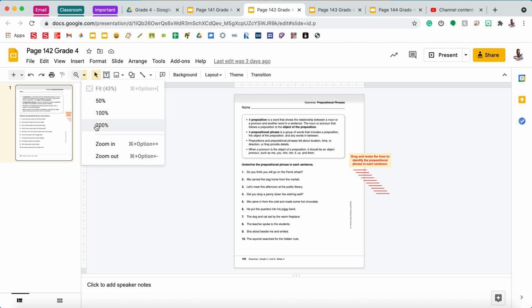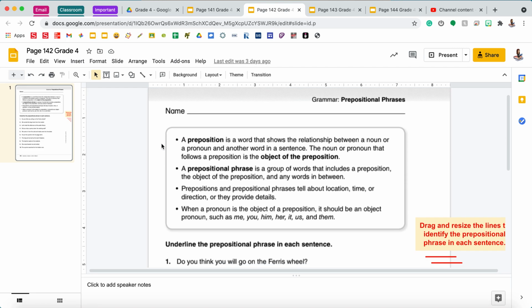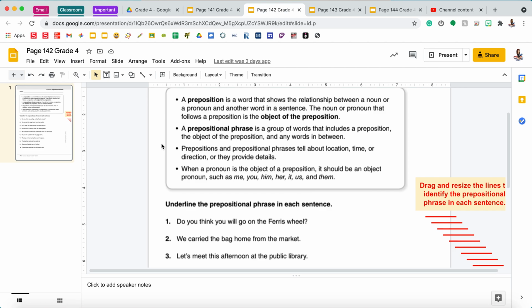On Tuesday, you're going to have 142. And on this page, we're looking at prepositional phrases. The box at the top says that a preposition is a word that shows the relationship between a noun or pronoun and another word in a sentence. The noun or pronoun that follows a preposition is the object of the preposition. A prepositional phrase is a group of words that includes a preposition, the object of the preposition, and any words in between.